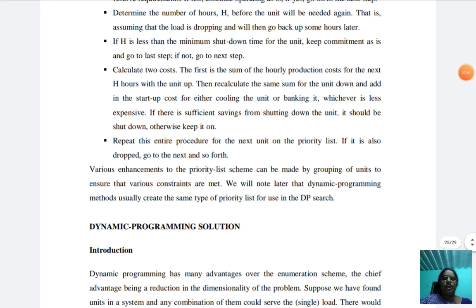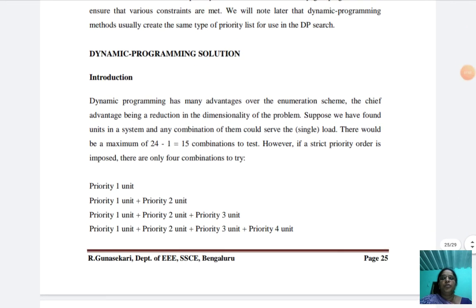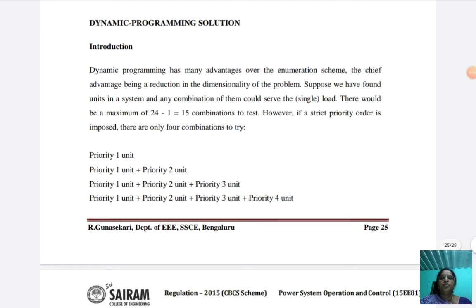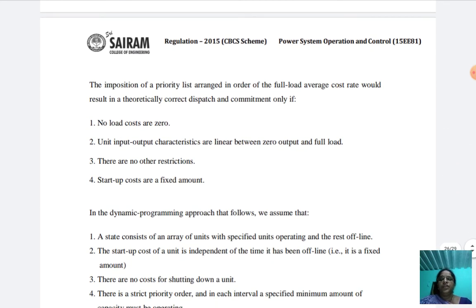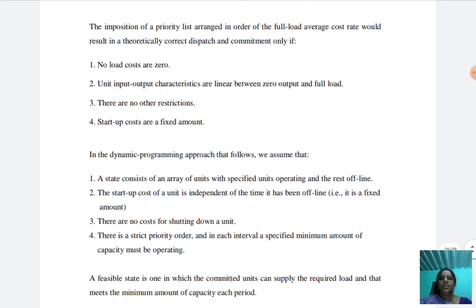Then we studied the dynamic programming method. In the dynamic programming method, we can take the priority first unit 1, 1 plus 2, 1 plus 2 plus 3, 1 plus 2 plus 3 plus 4. If you take 4 units, it means 4 only. So that is 2 power 4 minus 1, which is a kind of combination. That means 2^4 minus 1, that is 15 only. So now here, what is dynamic programming? The forward dynamic programming approach is what we have to use.